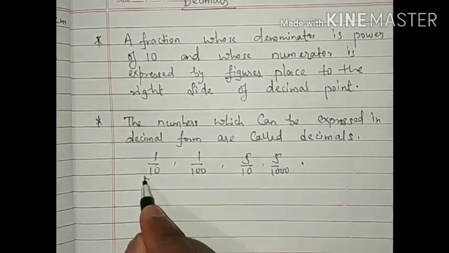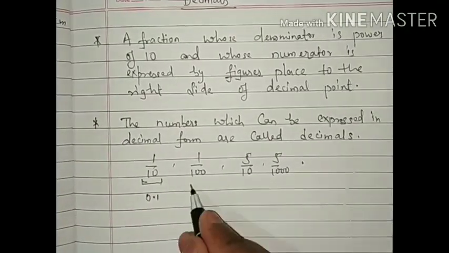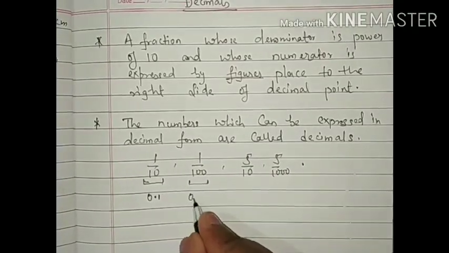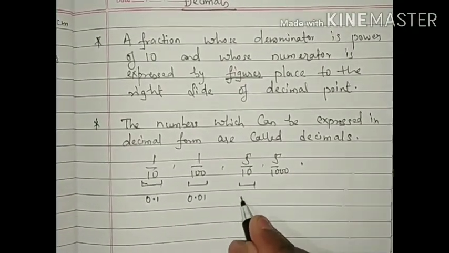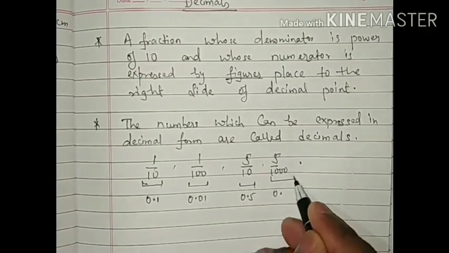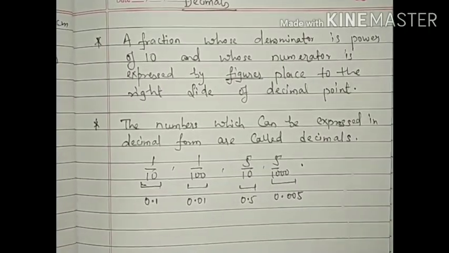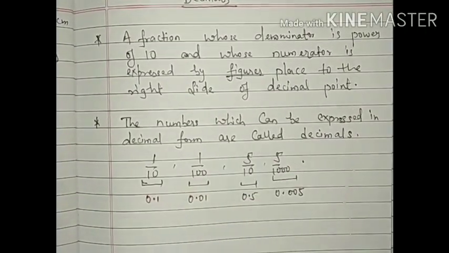One upon 10 can be written as 0.1. 1 by 100 can be written as 0.01. 5 by 10 can be written as 0.5, and 5 by 1000 can be written as 0.005. And how can we write all these is by simply dividing.